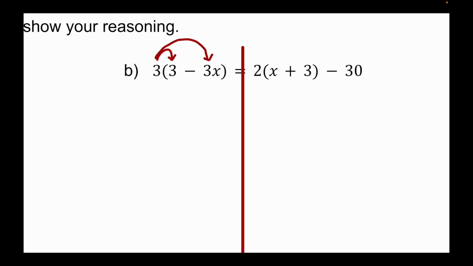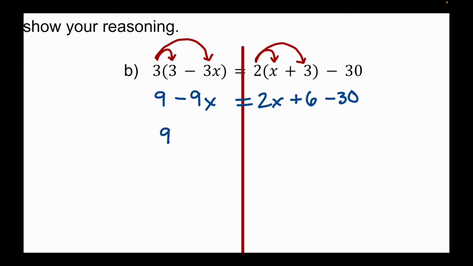3 multiplies with both of these in here. 2 is going to multiply with both pieces in this group. And -30 is just hanging out there by itself. Doesn't need to do anything right now. So we're going to end up with 9 minus 9x equal to 2x plus 6 minus 30. I'm going to leave this side alone for right now and just combine all my like terms on the right. So this is going to be 2x minus 24.